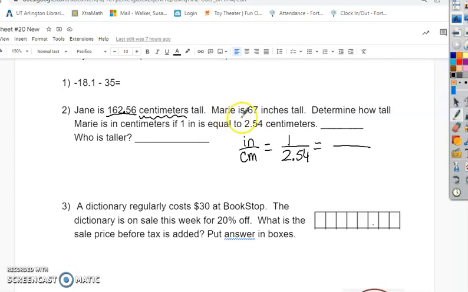So we have 67 inches. So we want to change this into centimeters, right? So I have inches on top. So I'm going to put 67 here, and I'll put X. When I solve for this, it will tell me centimeters for Marie. And you're going to put that right here. Okay? Then it says who is taller, so you have to compare Marie, her centimeters, with Jane. Okay, now on the next one, I'm going to walk you through this one from beginning to end.